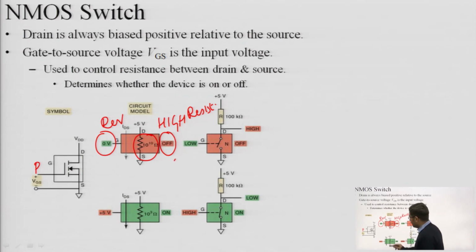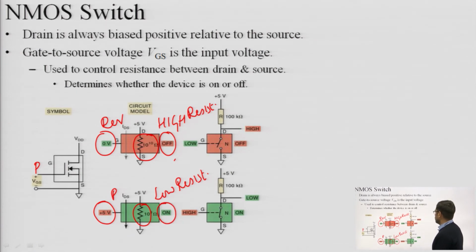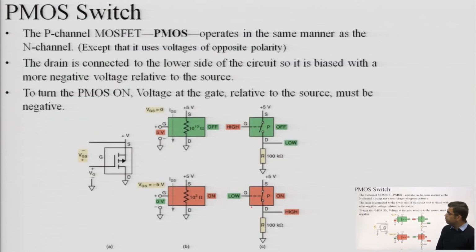Okay. Similarly, if you are applying a high voltage to the P type, this will offer a low resistance. Low resistance means it will be on. So this prepares the circuit for this NMOS type. So 0 is off, low is off, 5 is on, high is on. Okay. So this is the analogy, and similarly we can do this for the PMOS switch.